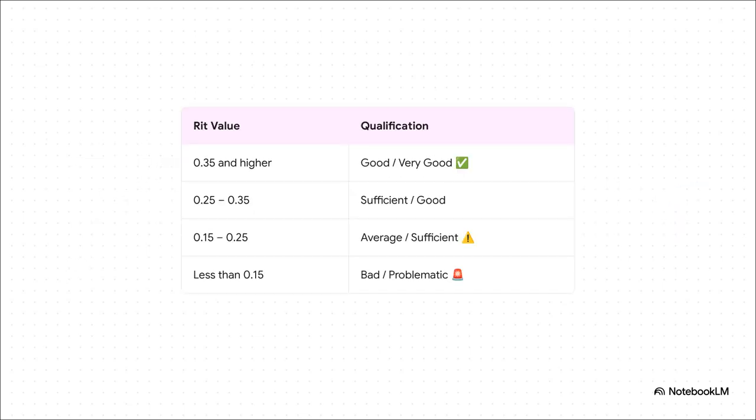So you're looking for a Rit value of about 0.35 or higher. That's a good question. Anything below 0.15 and you've got a problem. And if you ever see a negative Rit value, whoa, that is a massive red flag. It literally means that the students who did poorly on the test did better on that one question than your top students. Something is seriously broken.